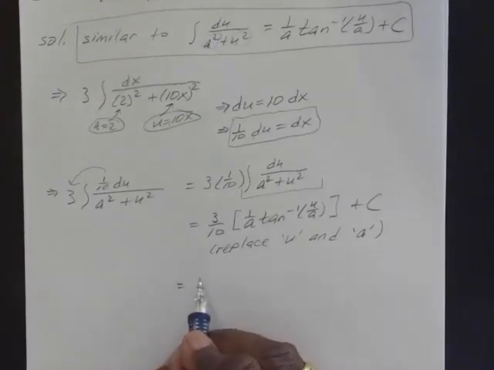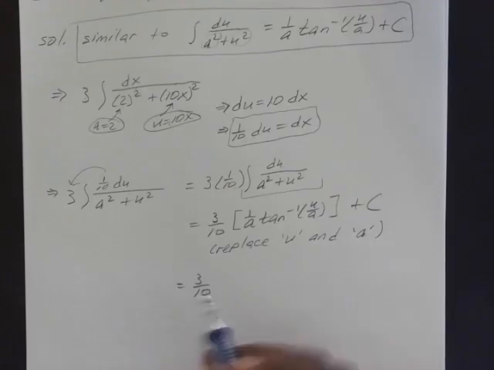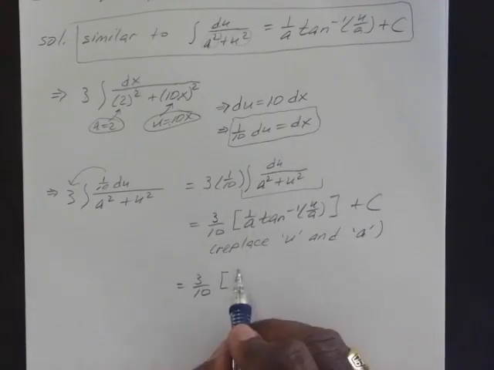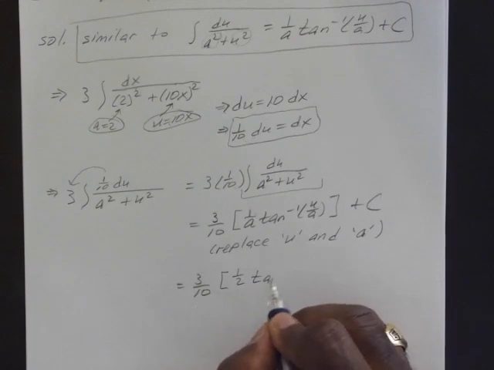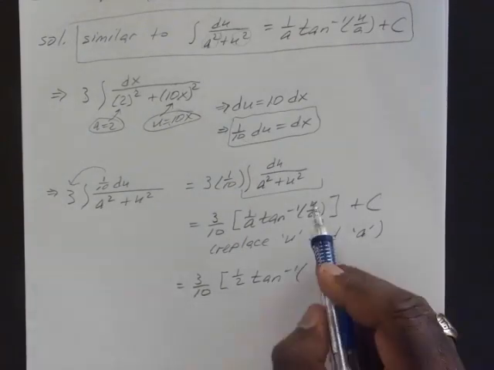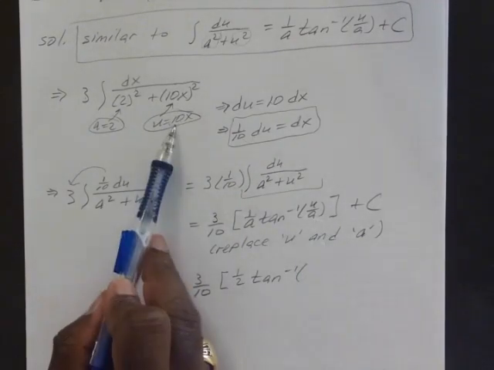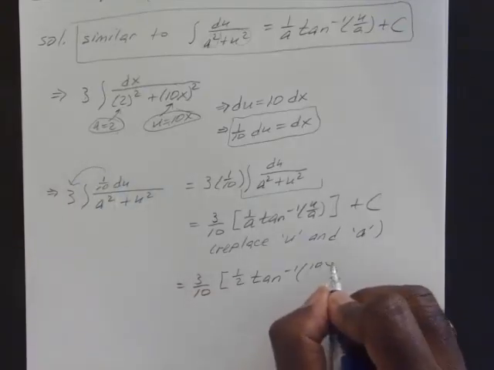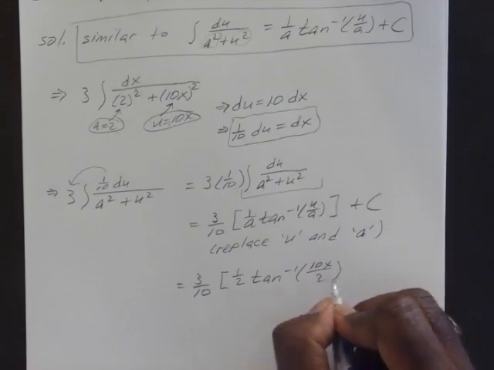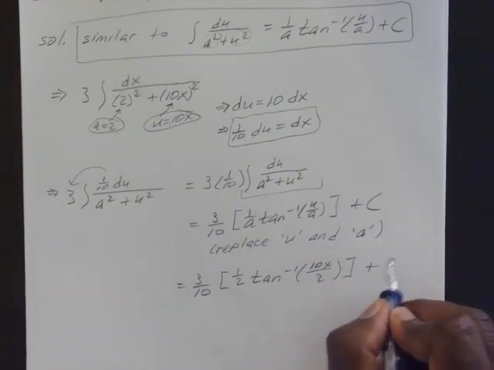Okay, so that gives us 3 over 10 times 1 over a, so that's times 1/2, times tangent inverse of u over a, so that's 10x divided by 2. Plus c.